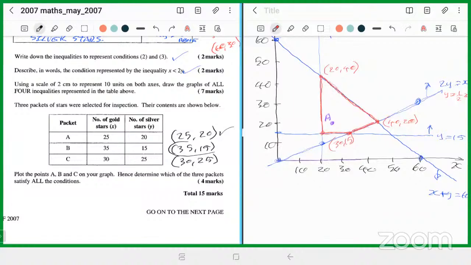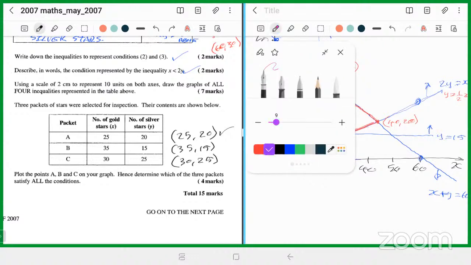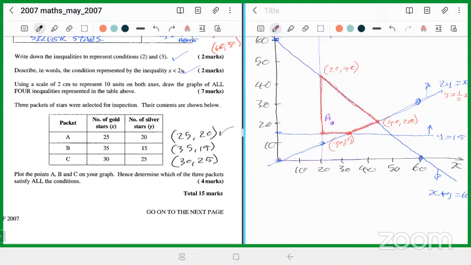But the point we're talking about now is (35, 15). If we mark it in purple, it will be right here on this line. That will be the point B. So we can tick A as a good point, and we have to put an X on B because it's not inside the region. B falls outside the region.